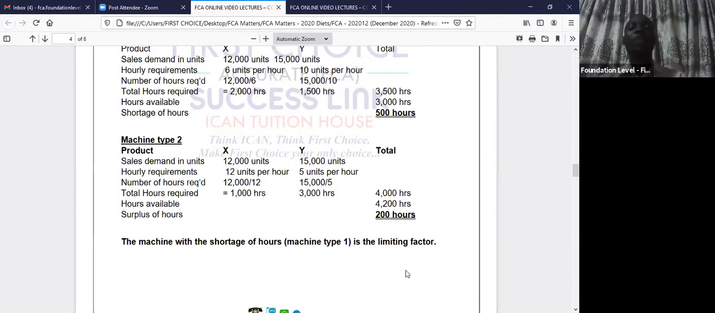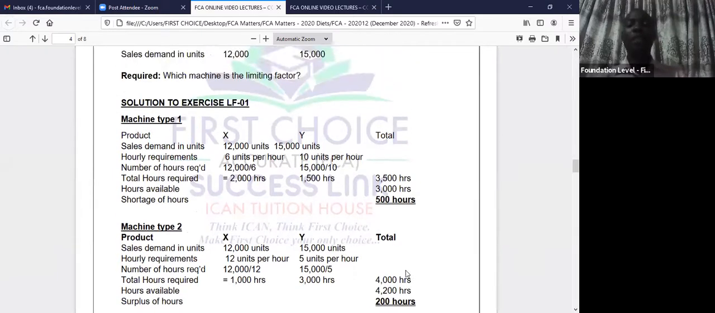How does it translate to the number of hours that will be required to do the whole of the 12,000 units and the 15,000 units? We'll simply say 12,000 units of product X divided by 12 units per hour gives us 1,000 hours that product X will spend in machine 2. Using that same analogy, product Y will spend 3,000 hours in machine type 2. So when you add 3,000 to 1,000, you have 4,000 hours required. But what does the question say the machine hours available?